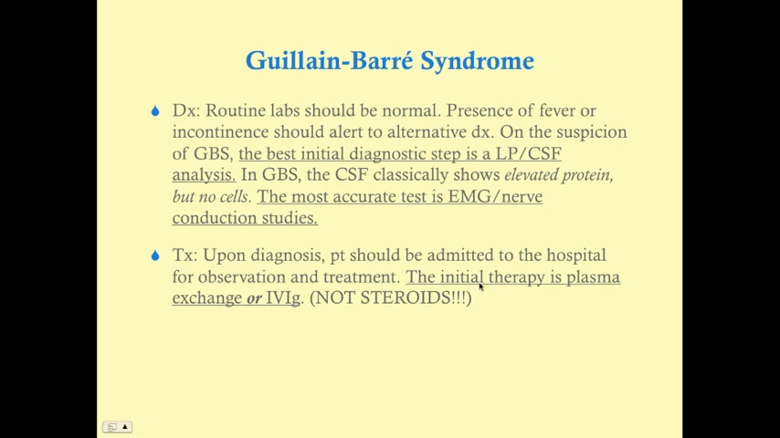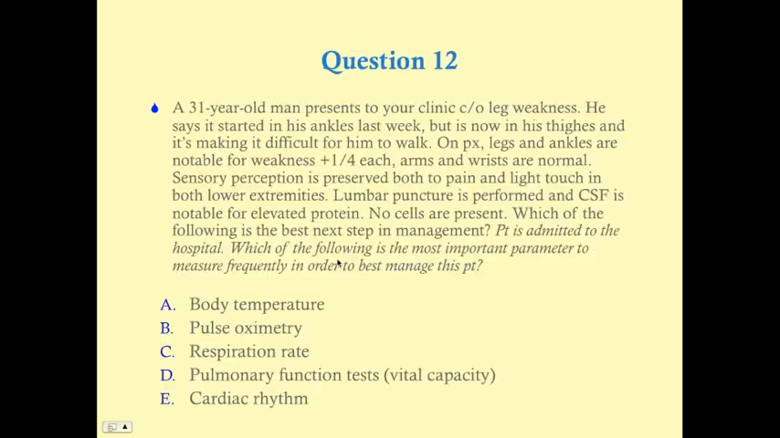So now this is the same patient. We've admitted him to the hospital. Which of the following is the most important parameter to measure frequently in order to best manage this patient? So I already told you, we've admitted him to the hospital to observe him. What are we observing? A, body temperature. B, pulse oximetry. C, respiration rate. D, pulmonary function test. Or E, cardiac rhythm.